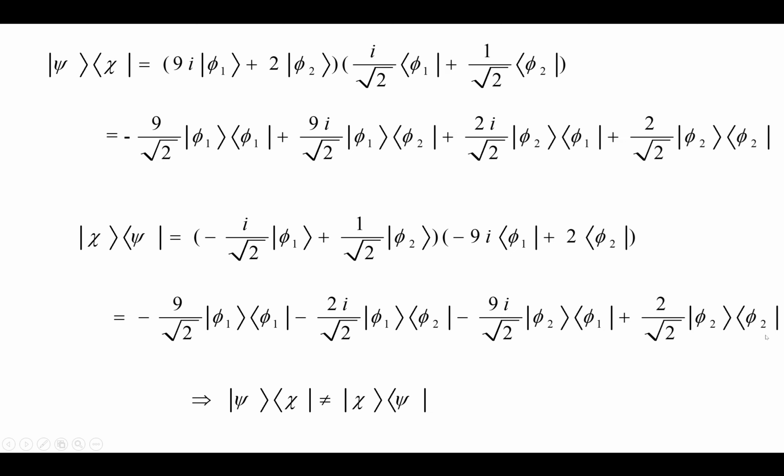Now you just compare these two. It implies that ket psi bra chi is not equal to ket chi bra psi. So both the answers are not equal, so we can say that they are not equal. Of course, the first term is equal. The last term is also equal. And the second term and third term are not equal. Look at the second and third terms, they are opposite in sign. So they are not equal.